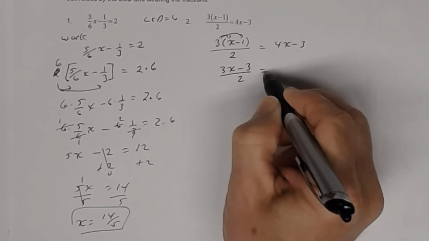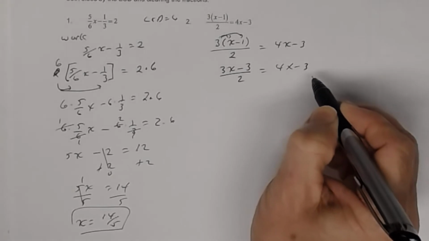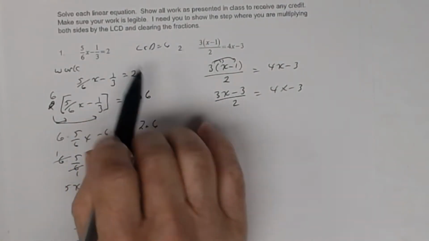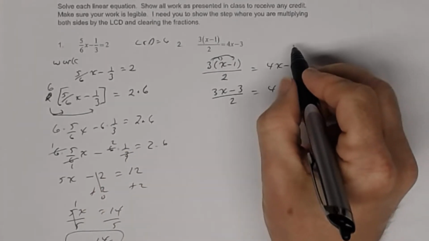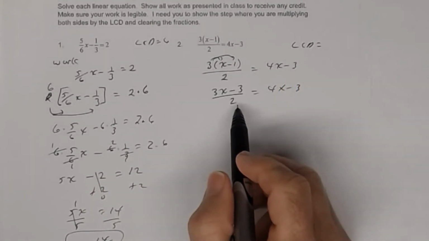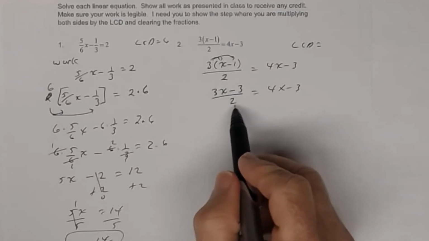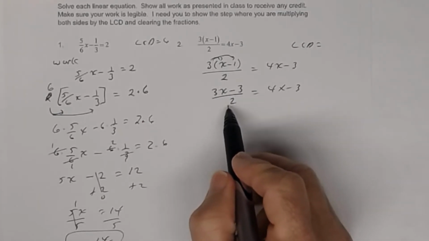divided by 2 equals 4x minus 3. All right. Now I'm going to go ahead and clear the fractions. So I'm going to clear the fractions by multiplying both sides by the least common denominator. So if you look at this side here, this one fraction that you see, my denominator is 2.